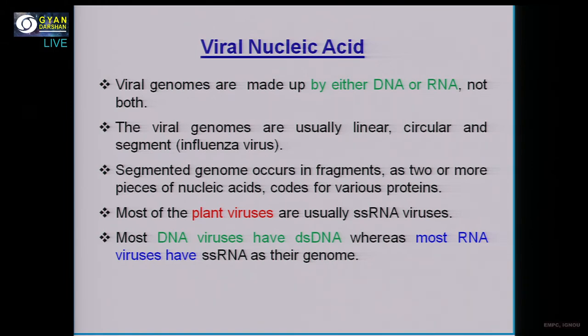Basically, segmented genetic material is found in the influenza virus. The segmented genome occurs in fragments. Two or more pieces of nucleic acid code for various proteins. They are joined together, or ultimately they are able to replicate inside the host cell. Most plant viruses are single stranded RNA viruses. Most DNA viruses have double stranded genomes, whereas most RNA viruses have single stranded genomes.